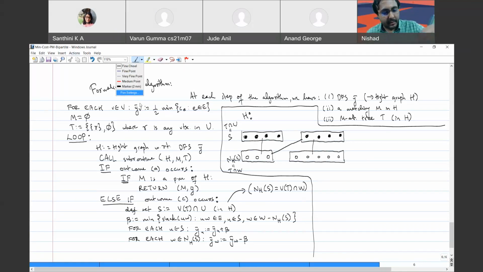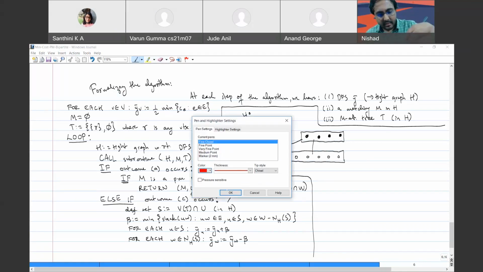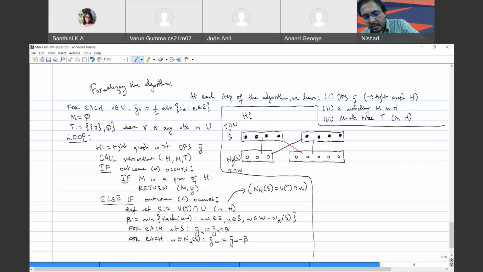So let me just put that with a red color, right? So we will have these kinds of edges in the graph G. Must exist in G. At least one such edge must exist in G, right? And these are exactly the edges we are using to compute beta. So of course we want a non-empty set to be able to compute beta.